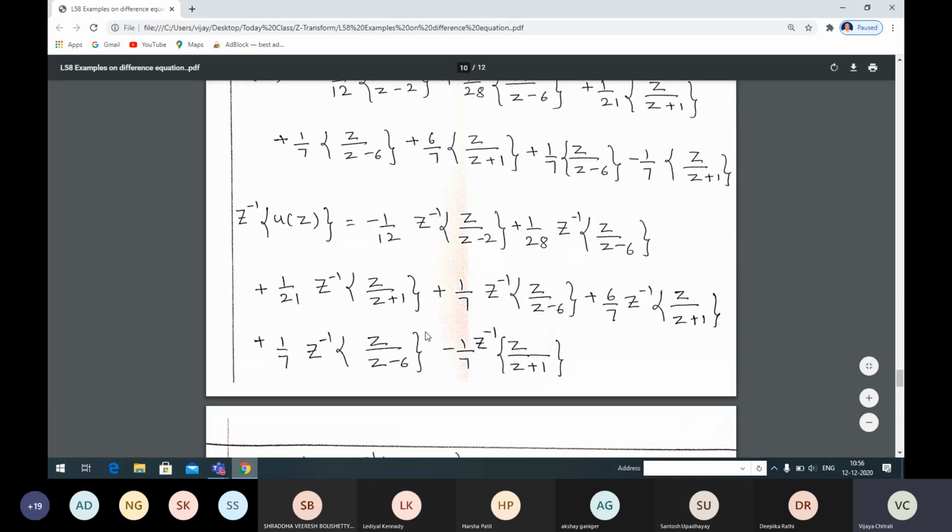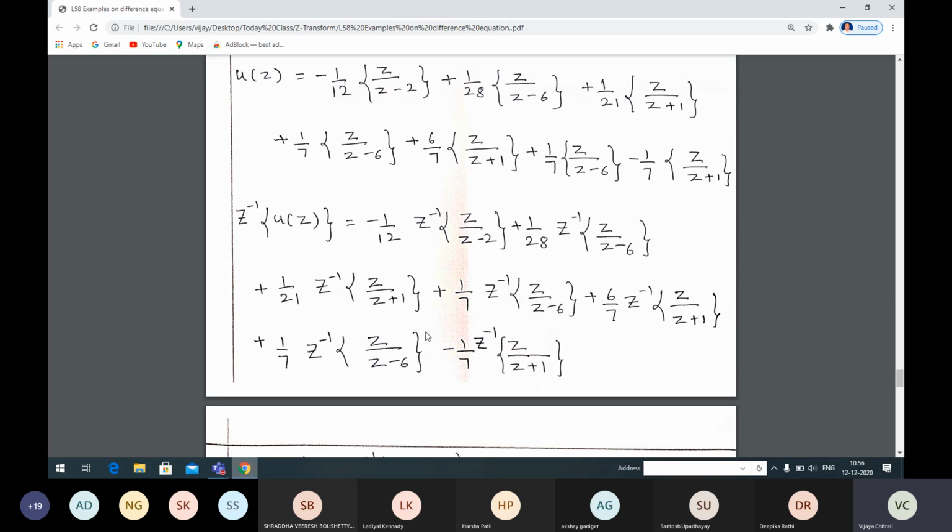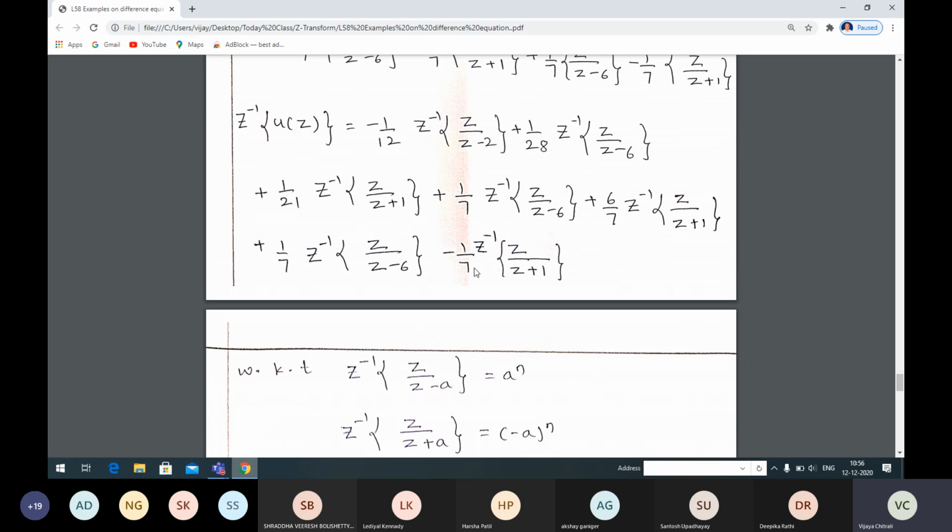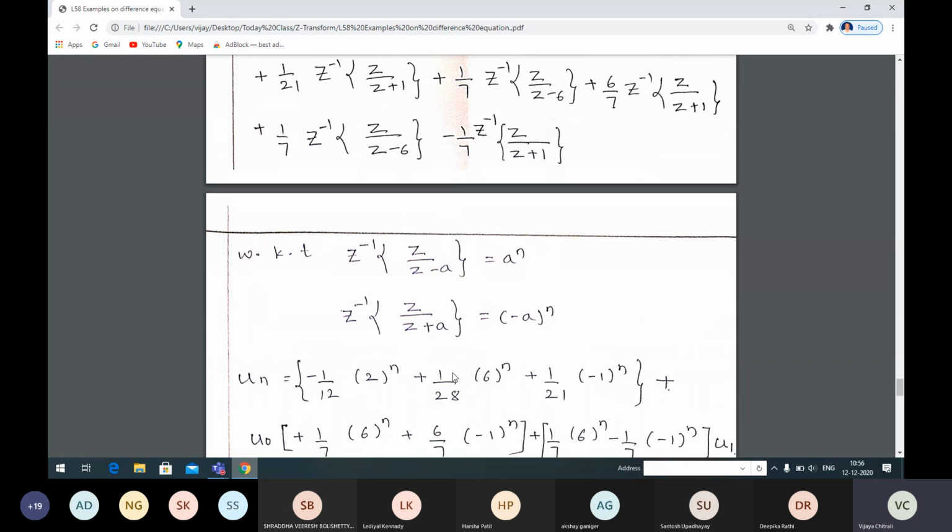So we are using the result Z inverse of Z divided by Z minus A is A raised to N. Z inverse of Z divided by Z plus A is minus A raised to N. So using that, first one: minus 1 by 12, 2 raised to N because A is 2, plus 1 by 28, A is 6, so 6 raised to N, plus 1 by 21, A is minus 1, so minus 1 raised to N, right?